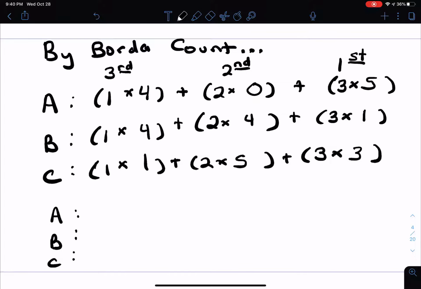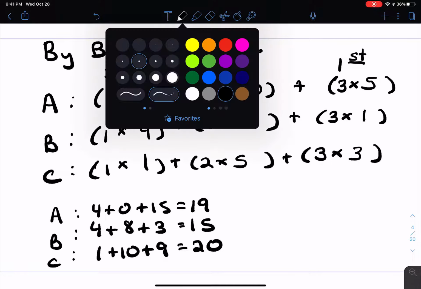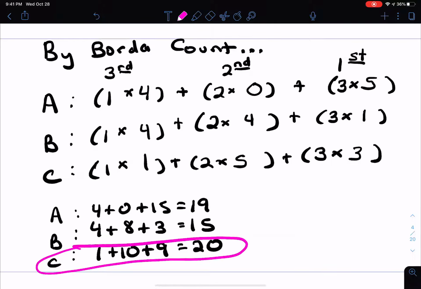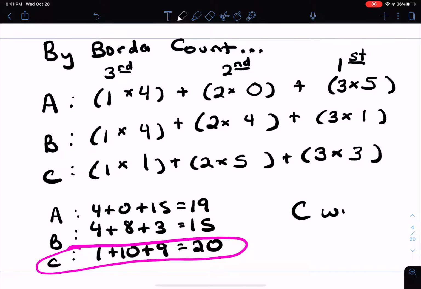So A, you have 4 plus 0 plus 15, which is 19 points. B, you have 4 plus 8 plus 3, which is 15 points. Then C, you have 1 plus 10 plus 9, which is 20 points. C is the winner, because C had the most points. C wins by Borda count.